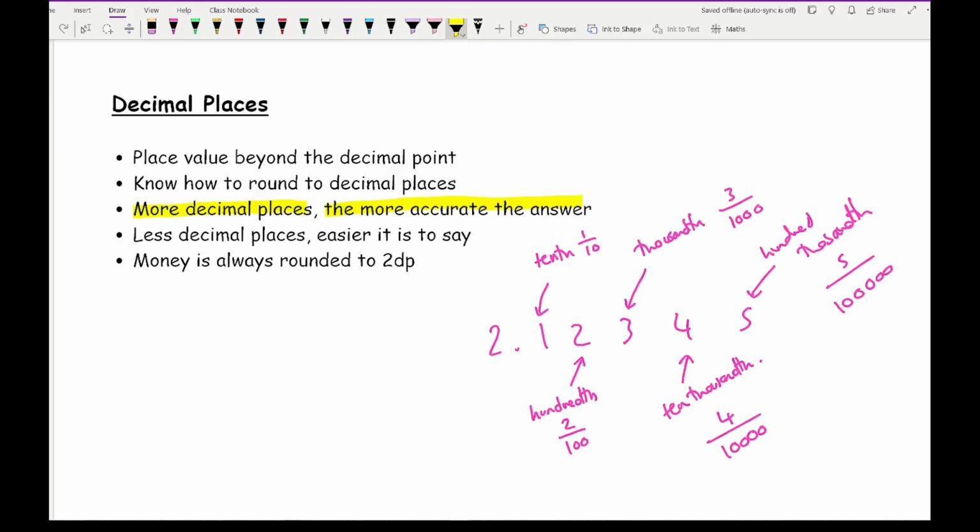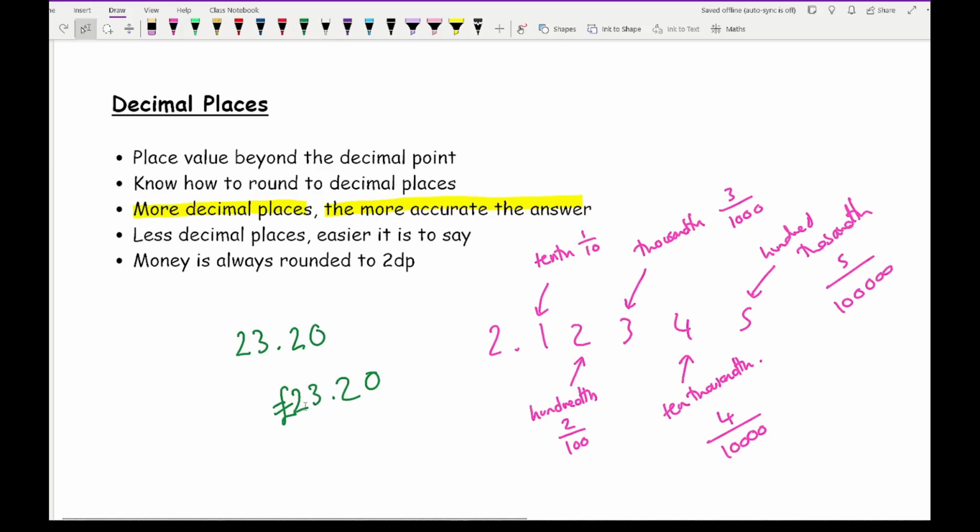And also, key thing to note is that whenever you're dealing with money questions, even though money's not mentioned in any other area of paper 2, you always want to round money questions to 2 decimal places. So just like we did previously, if I had an answer of 23.2, then that would be £23.20. So just add a 0 on there as well.